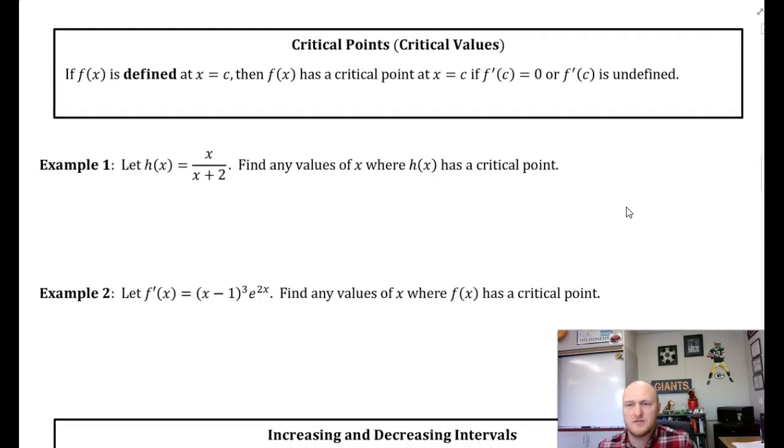Let's go ahead and focus for the start of this video on the critical values. A critical value, if f of x is defined at x equals c, it has to be defined, then f of x has a critical point at x equals c if f prime of c is equal to 0, or if f prime of c is undefined. Okay, so in example number 1, we're going to look at the critical values for this function h of x.